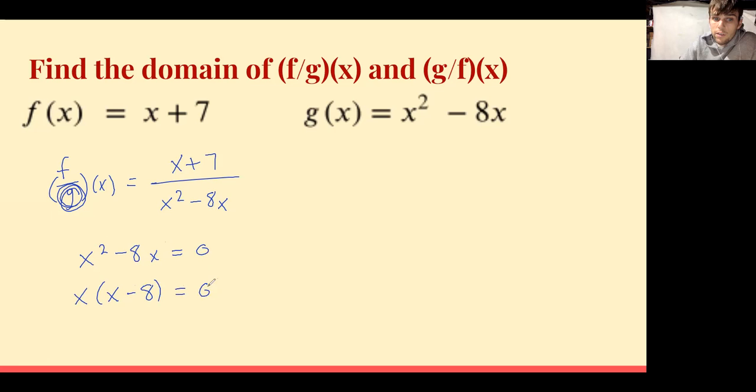And then we have our two solutions. So this factor would tell us that x equals 0 would be a problem, and this one would tell us that x equals 8 would be a problem. So the two excluded values from our domain here would be that x cannot be equal to 0 or 8.